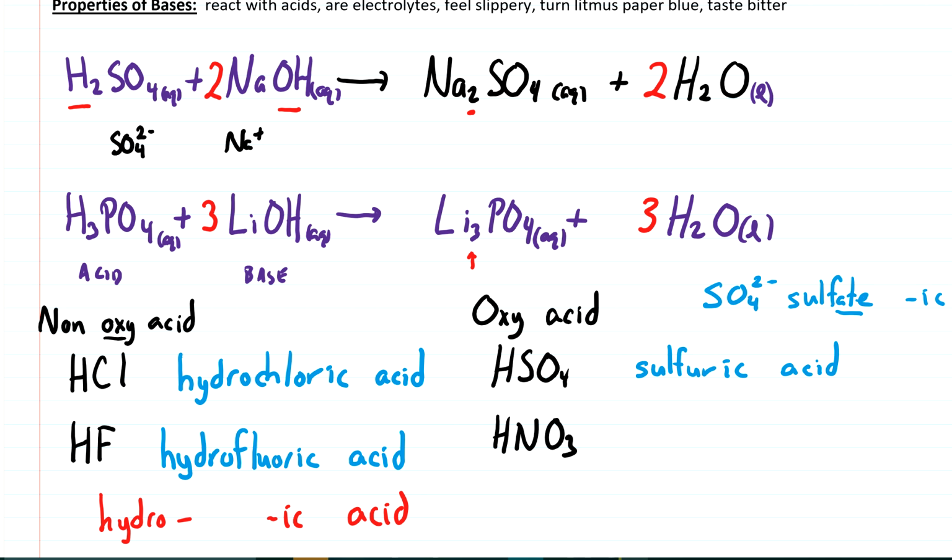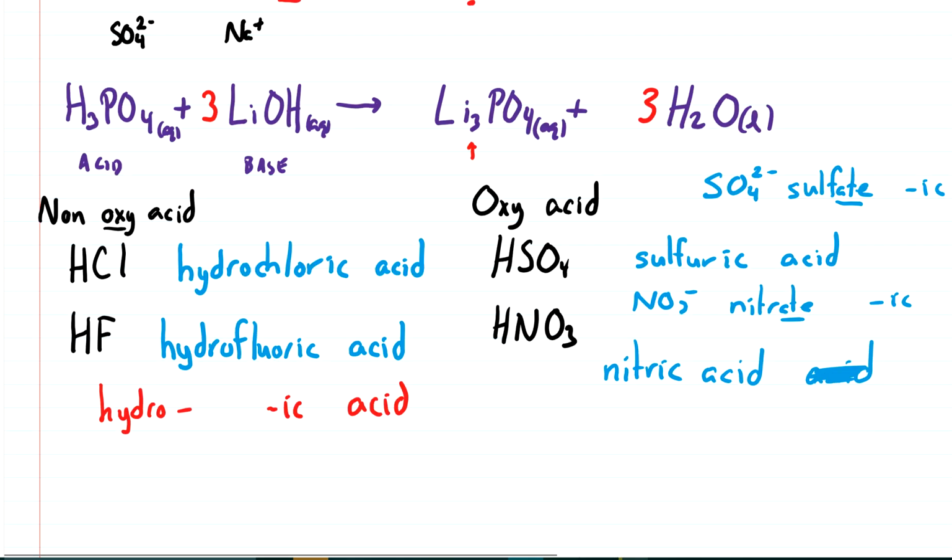Going back to the oxy acid, HNO3, well, this is the anion nitrate. And so we're going to add ic. So this is nitric acid. Notice not hydronitric acid, just nitric acid.